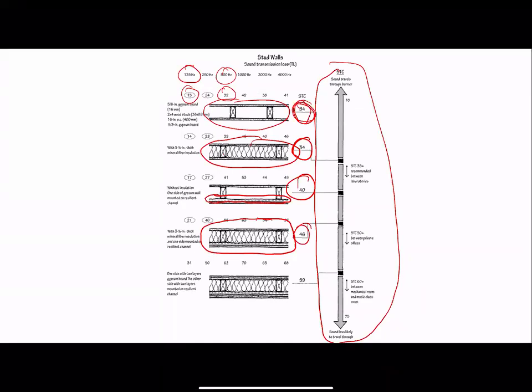We can get to 46 with the stud wall, with the resilient channel. And if we had two layers of gypsum board on both sides, so we're significantly increasing the mass, we can get up to 59. And again, these aren't numbers as abstractions. Again, 34 is doing nothing, 60 is doing a lot. That's kind of something to keep in mind.